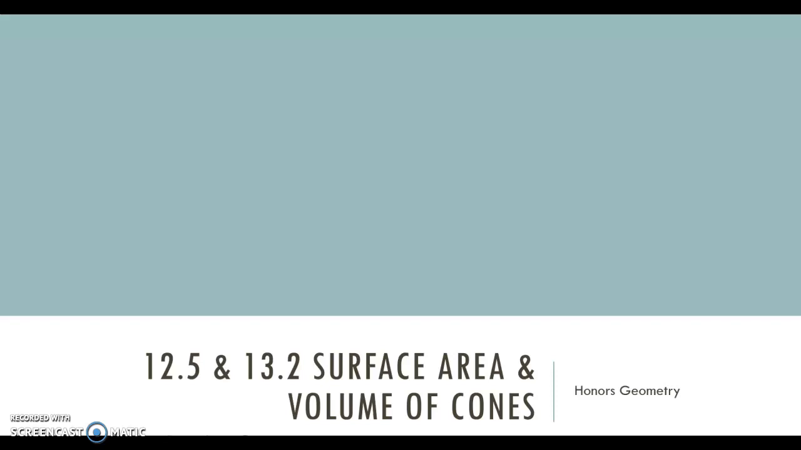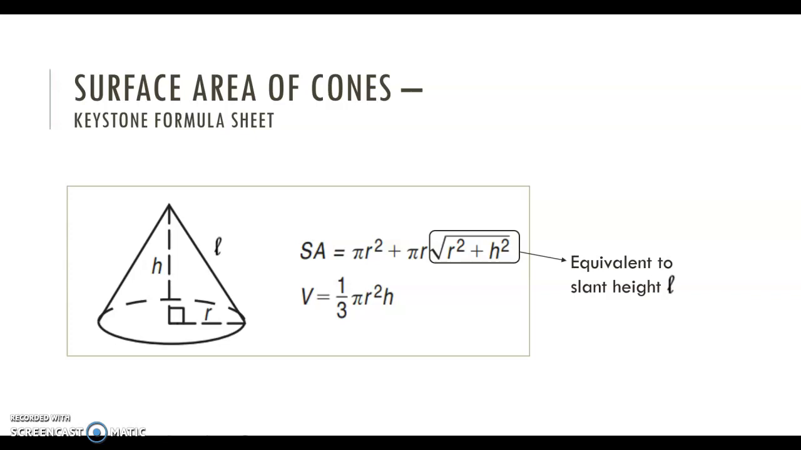Today we are going to look at section 12.5 and 13.2, the surface area and volume of cones. Let's look at surface area first. So this is found on your Keystone formula sheet. So here's your surface area formula, and I'm going to explain it here a little bit more.